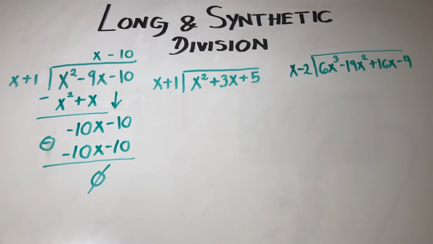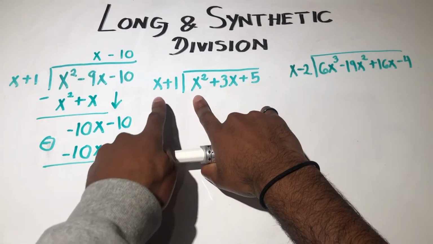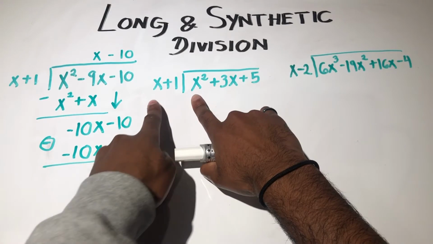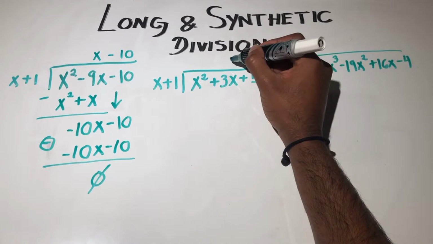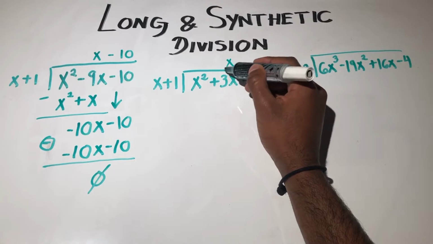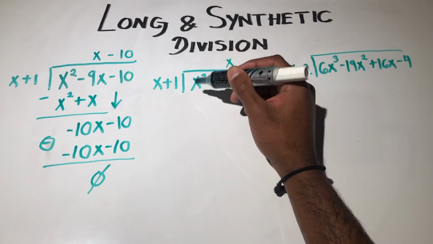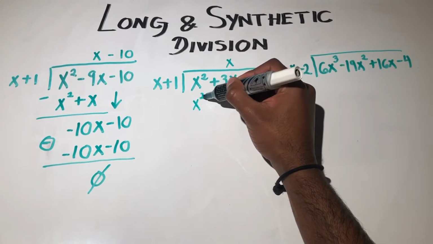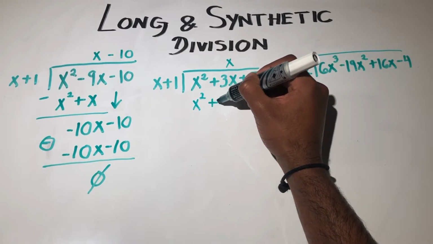We have x squared plus 3x plus 5 divided by x plus 1. So again, you're going to take the first term of the dividend and divide it by the first term of the divisor. So x squared divided by x is going to give you x. So you're going to place it right here above 3x. And then you're going to take whatever you end up with in the quotient and multiply it by the divisor. So x times x is going to give you x squared, and then x times 1 is also going to give you x. So positive x.